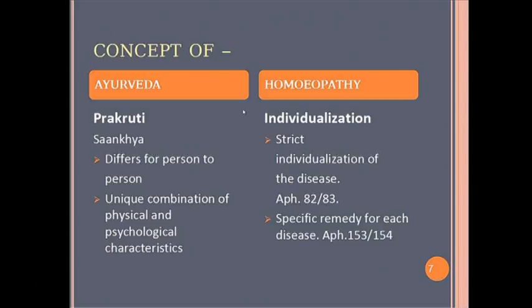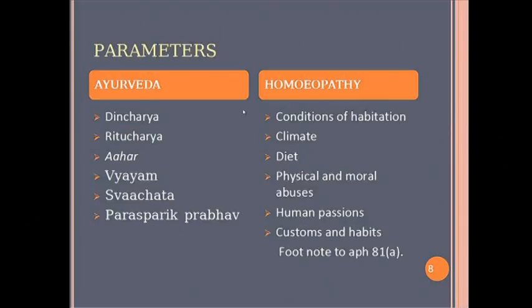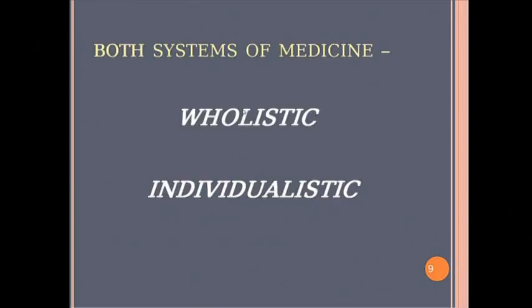According to Ayurveda, Prakriti is capable of being influenced by Dincharya, Ritucharya, Ahar, Vyayam, Swasthya, and Parasparik Prabhav. Writes Hahnemann, the human constitution is capable of being influenced by the climate, the particular natural conditions of the place of habitation, diet, human passions, various morals, customs, and habits. I think this is the reason why I chose to come here for the International Ayurvedic Conference. I find that both systems of medicine are holistic and individualistic.